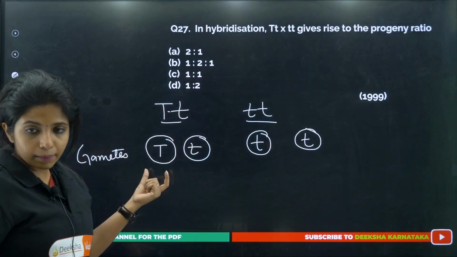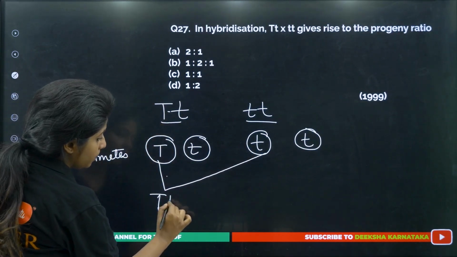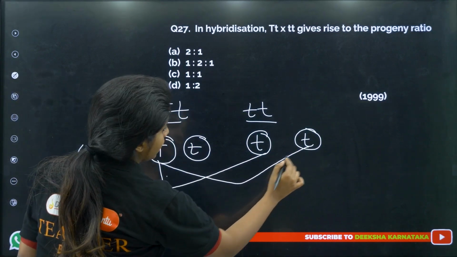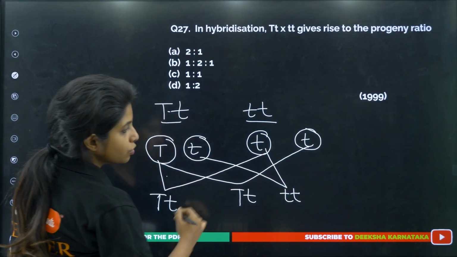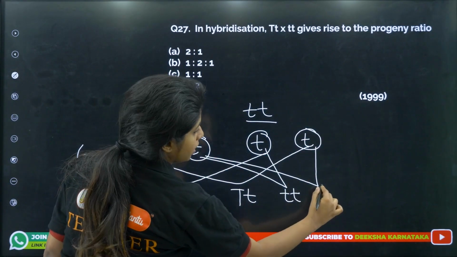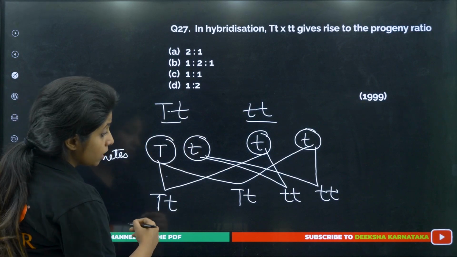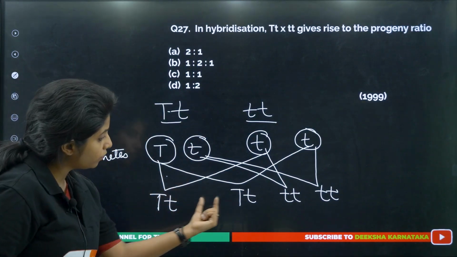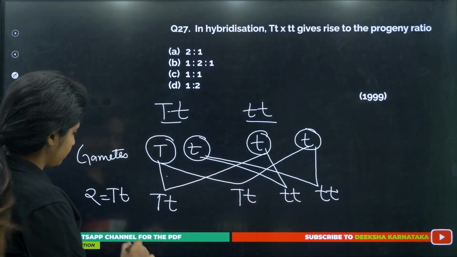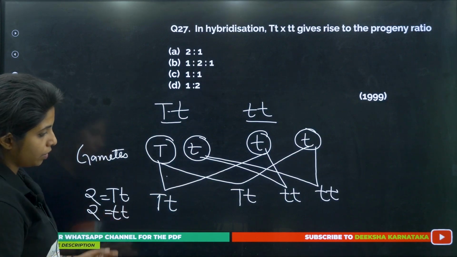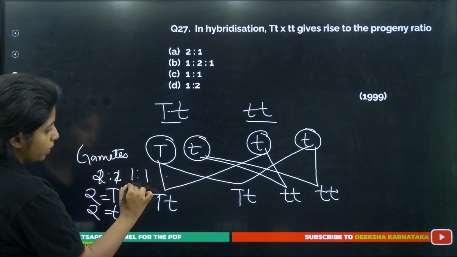Now, this gamete from this parent can fuse with this gamete. So in this case, it can be capital T, small t. This gamete can fuse with that, so it can be again capital T, small t. Over here, this and this can fuse, so it will be small t, small t. Over here, this and this will fuse, again small t, small t. So what is the ratio, children? Can you tell me the ratio? If you see the genotypic ratio, two of them have capital T, small t, this is 2 in number, then two of them have small t, small t, again 2 in number. So the genotypic ratio is 2:2, that is basically 1:1.